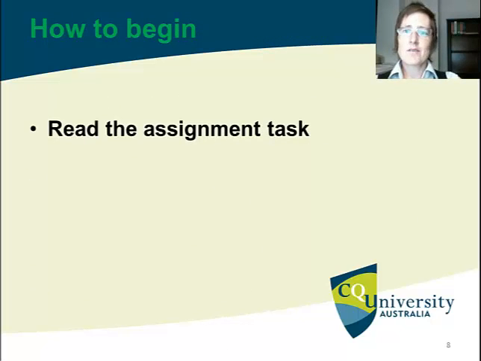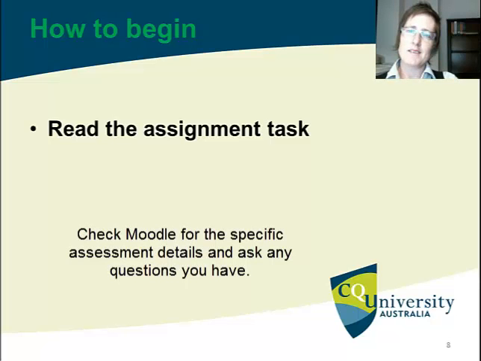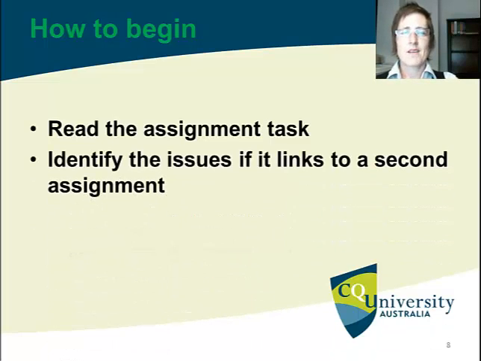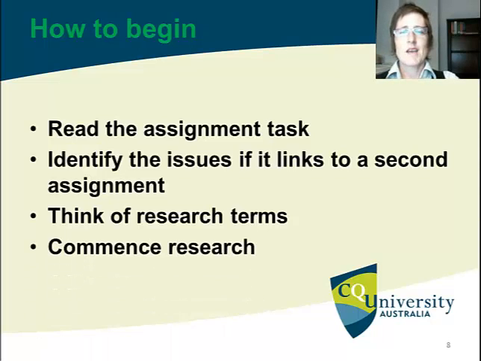Okay, how do we begin? Of course, you need to read the assignment task. That means the annotated bibliography assignment task. How long should each annotation be? How many sources do I need to annotate? But also your second assignment. If this links to a second assignment, then perhaps we're looking at the kind of information we need to address the questions in a second assignment. We need to think of appropriate research terms or keywords. Some of them may be given within the question. And of course, then you are ready to start your research.